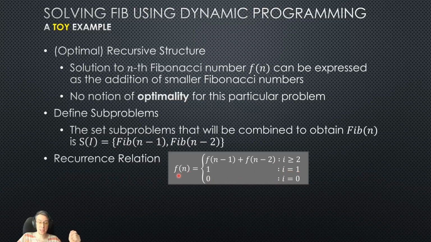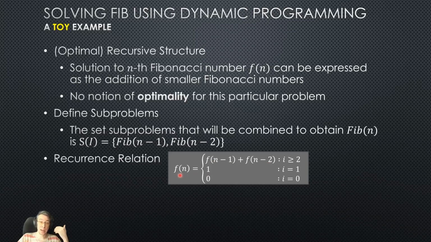Okay, so this is a recurrence relation that precisely defines what we want to compute. f(n) is defined in terms of the solutions to f(n-1) and f(n-2), where these are smaller subproblems. Okay, so this is easy for Fib. In fact, this is just the definition of what a Fibonacci number is, right?